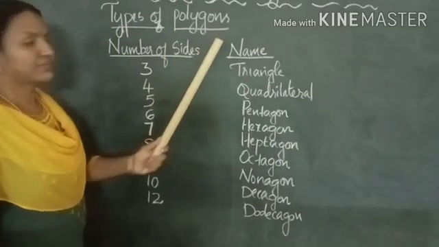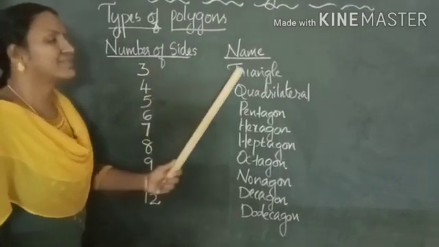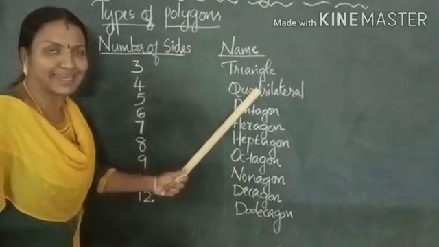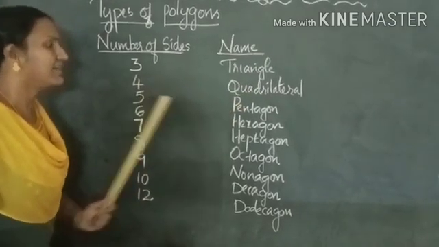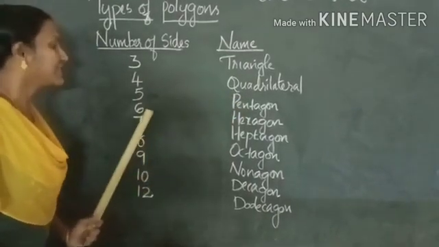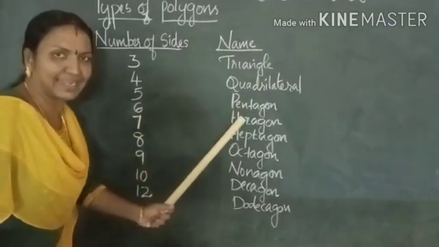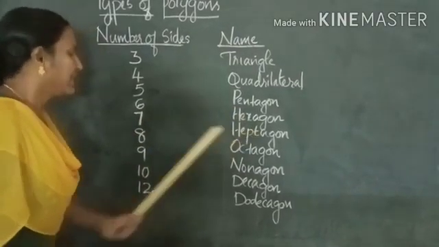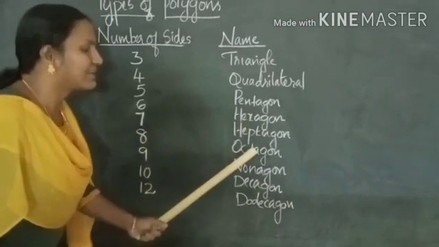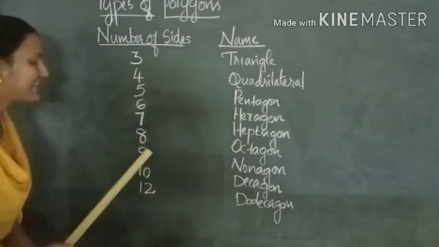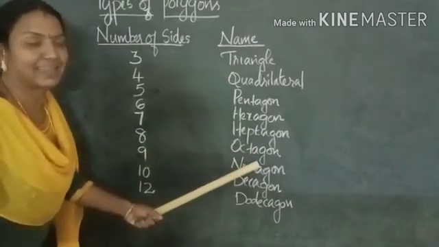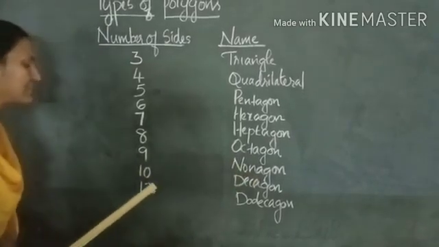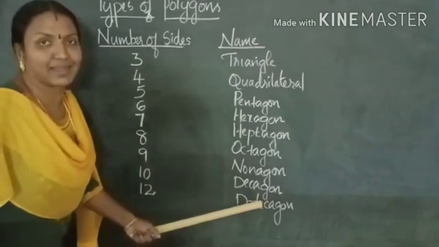Types of polygons. If the number of sides is 3, then it is called triangle. If the number of sides is 4, it is called quadrilateral. 5, pentagon. 6, hexagon. 7, heptagon. 8, octagon. 9, nonagon. 10, decagon. 12, dodecagon.